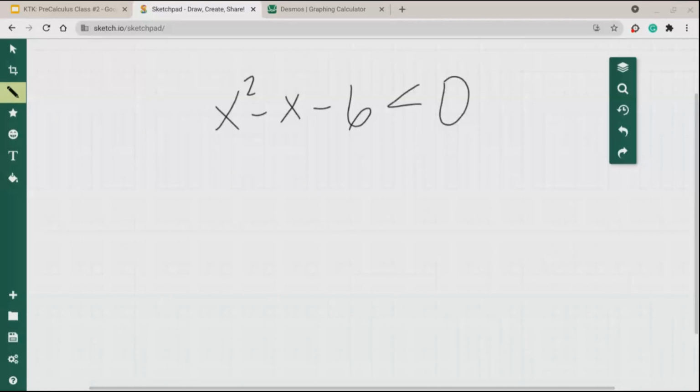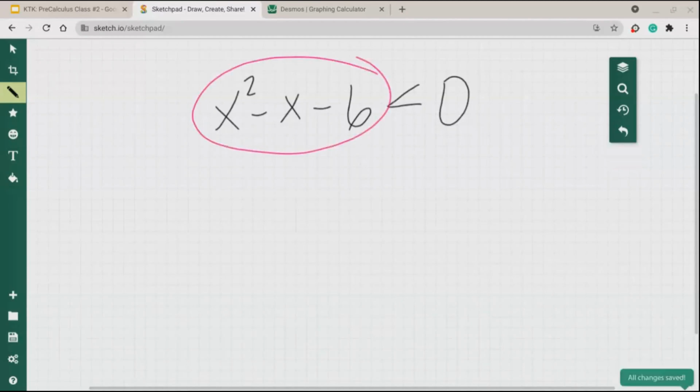So what we want to do first is find all the real zeros of this. Since this is a quadratic, we want to find the zeros. So x squared minus x minus 6 is equal to 0. Since we're just finding the real zeros, we can go ahead and equate that to 0. And we're going to factor it really quick. We know how to factor it.